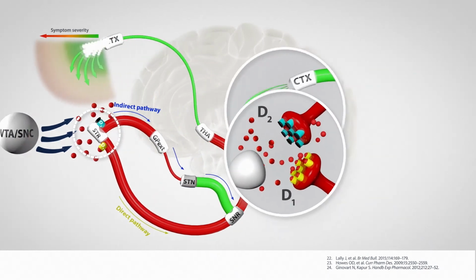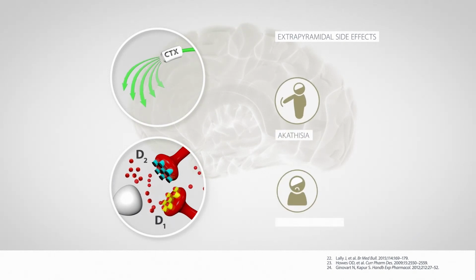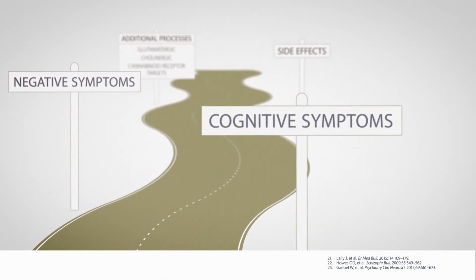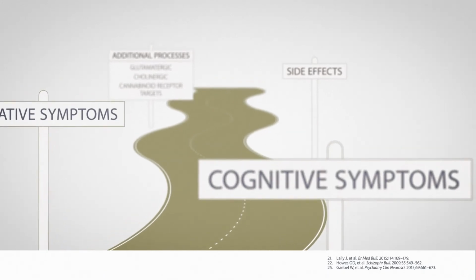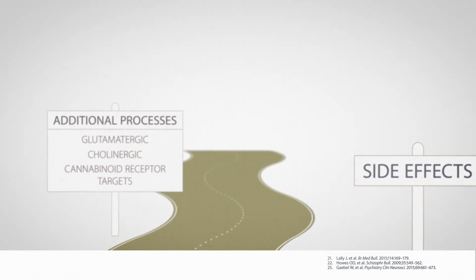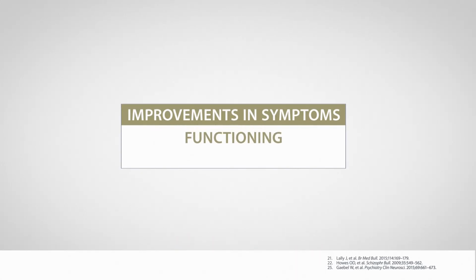Overblockade of these receptors within the nigrostriatal pathway can also lead to increased involuntary Parkinsonian movements via extrapyramidal side effects such as akathisia and tardive dyskinesia. Current research goals include improving treatment of negative and cognitive symptoms, reducing side effects, and targeting additional processes that may be involved in pathophysiology, such as dysregulation in glutamatergic signaling, with the overall goal to improve the lives of individuals with schizophrenia and support their ongoing personal and functional goals.